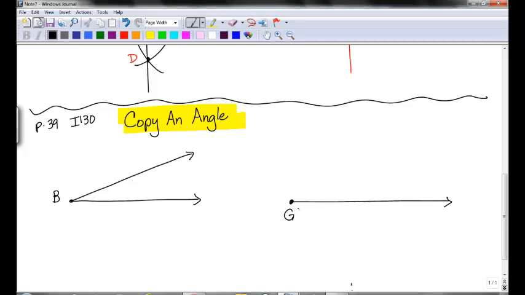Now the idea is with your compass and straight edge, we're going to duplicate this angle over here. Same size. Okay. Everybody got that much? An angle created and then another ray.